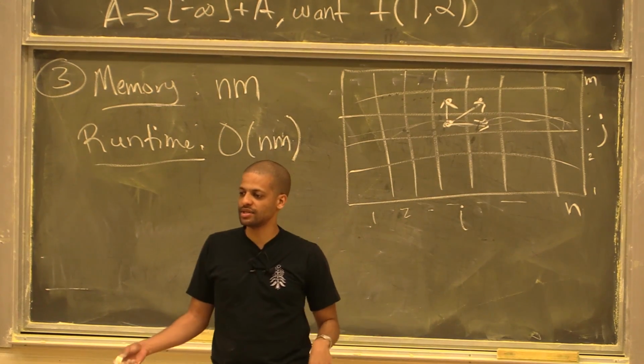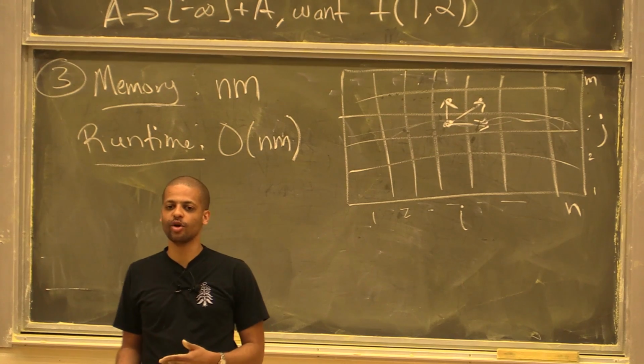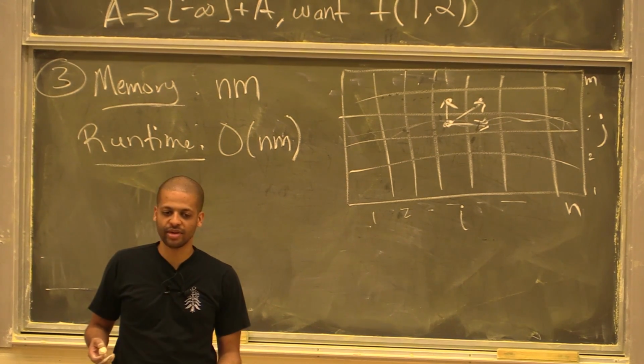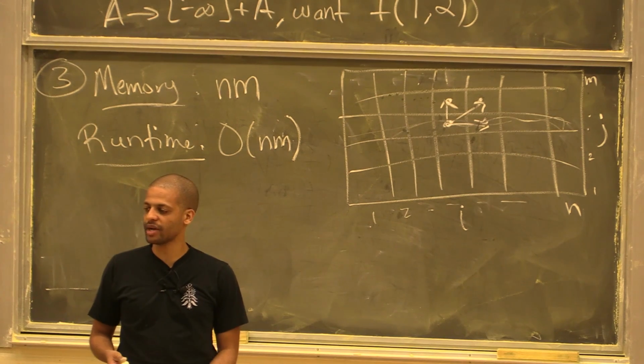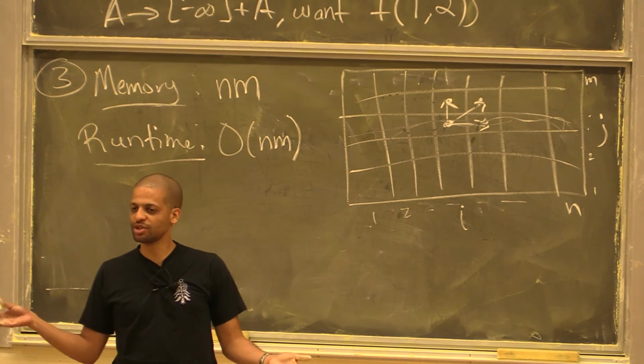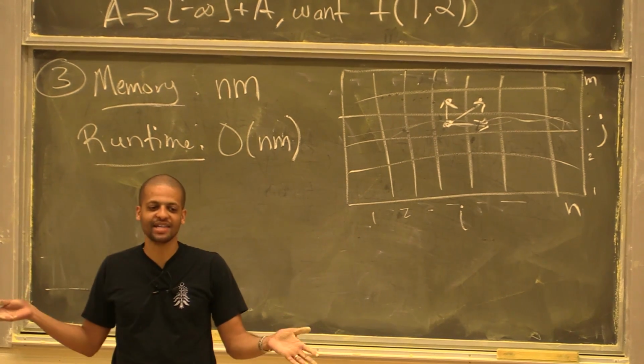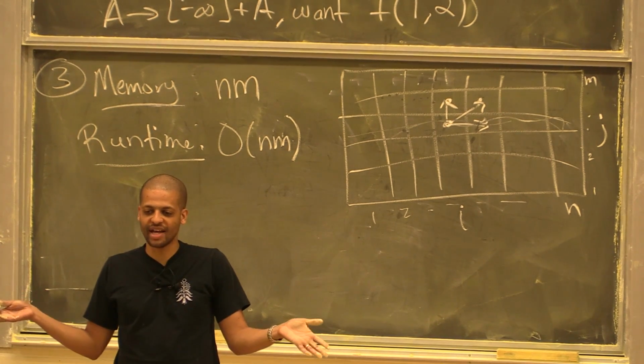So you have 2 options. You can either do column by column or row by row. Row by row costs you m memory. Column by column costs you n memory. Which one should you do? Whichever's less, right? The min of m and n, right?